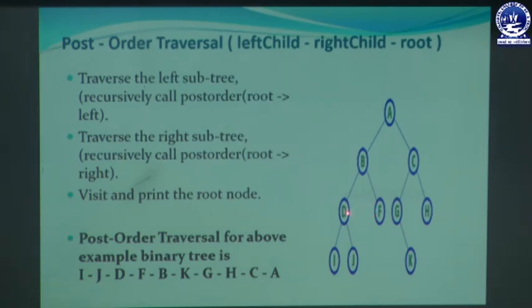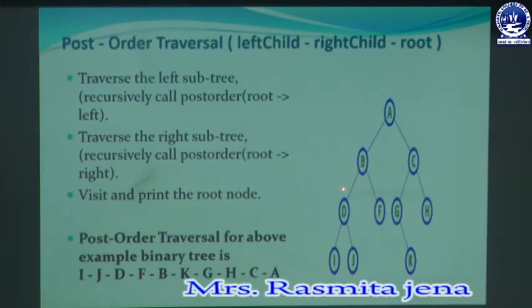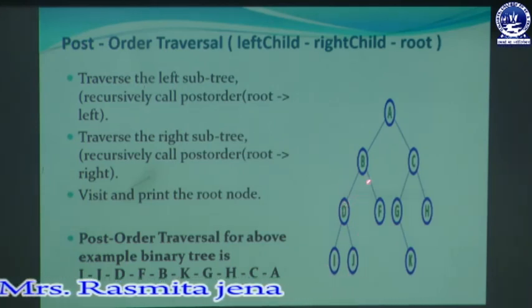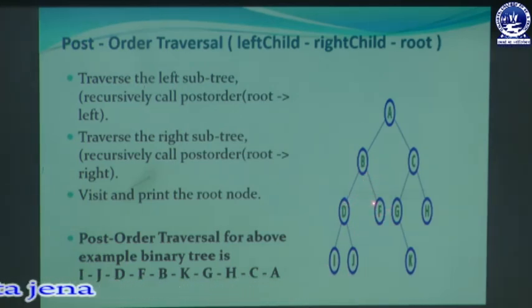So after visiting D, we will visit the node F. And when we visit node F, you can see all the nodes present in the left subtree of the node B and the right subtree of the node B are visited. Then we can visit, or print, the root node, that is B. So after visiting F, we will print B.